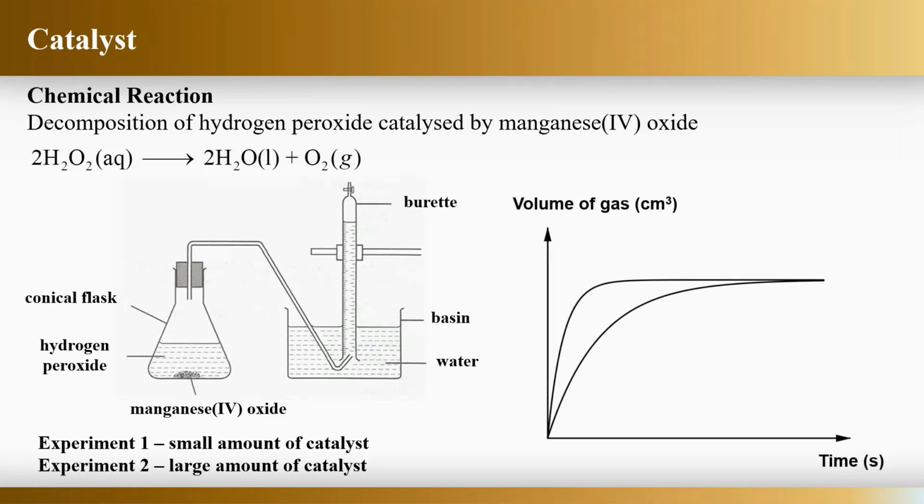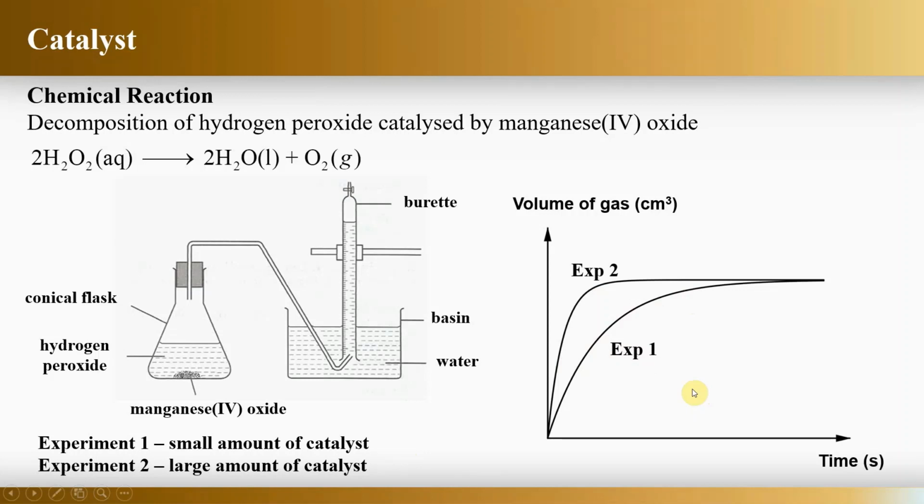So we have two graphs. For the first experiment with small amount of catalyst, we should expect the rate of reaction to be lower. So this curve will represent experiment 1 because of the less steep gradient, and experiment 2 will be the other curve.